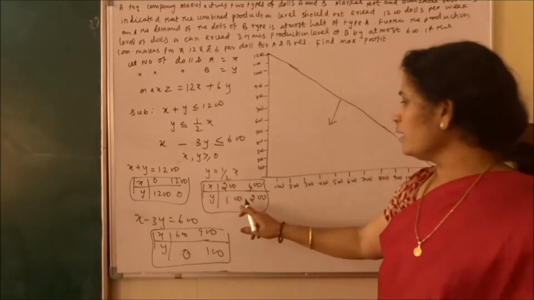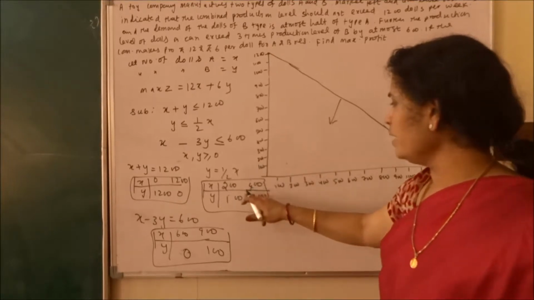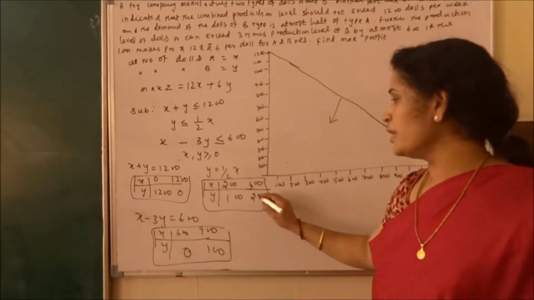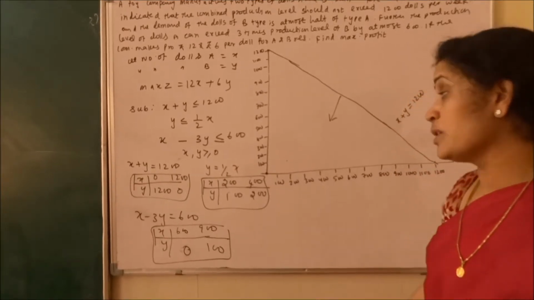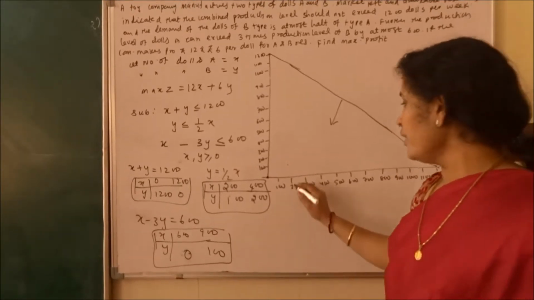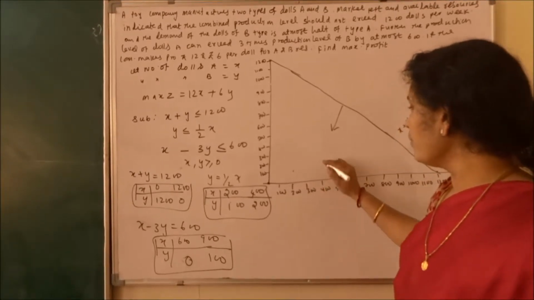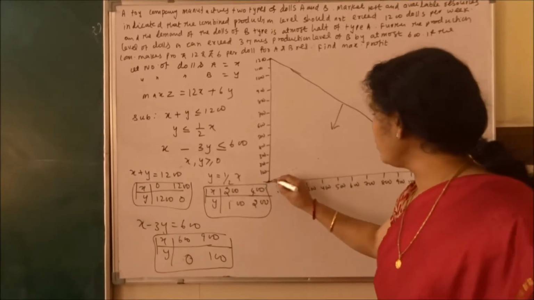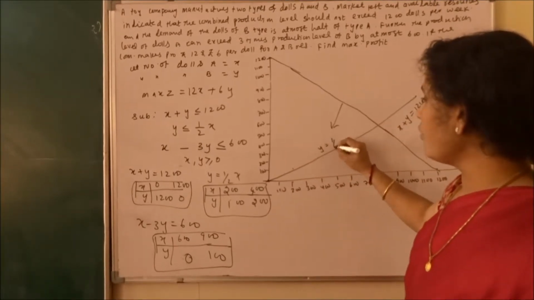Now next I am taking the points 200, 100, and 400, 200 for this line. This is passing through the origin. If I give 0, then the y value is 0, so keep in mind the line is passing through the origin. Then if I give 200, I get 100, and if I give 400, I get 200. So the line goes like this. Clear? This line is y equal to half into x.